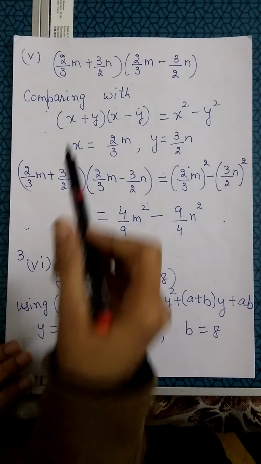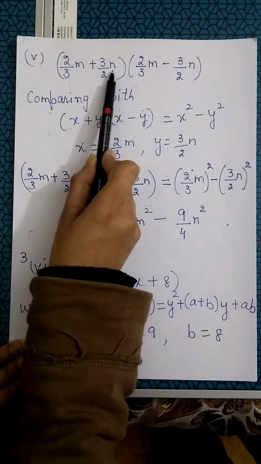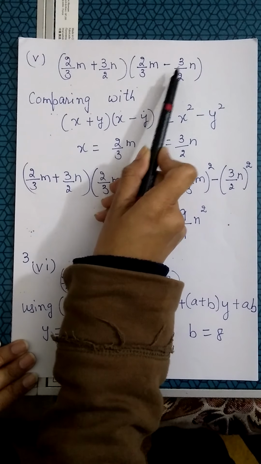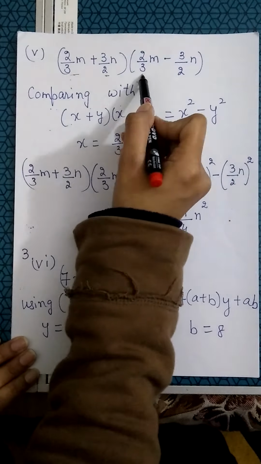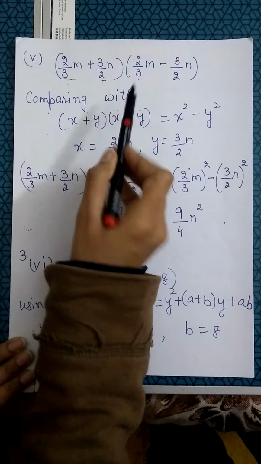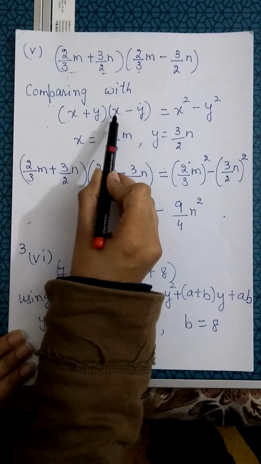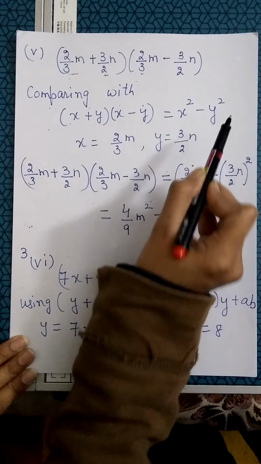Now fifth part, (2 over 3 m plus 3 by 2 n) into (2 over 3 m minus 3 by 2 n). I can see terms are same, but there is a change in sign. So I will be using the identity (x plus y) into (x minus y), which is equal to x square minus y square.